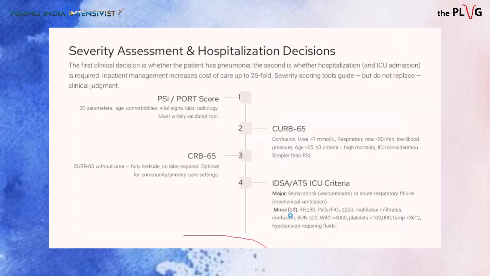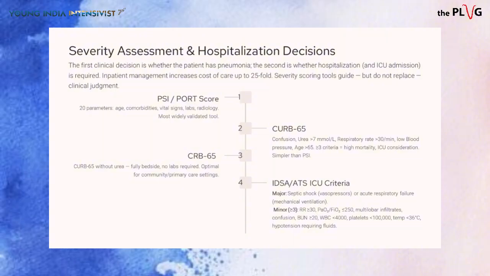So we can consider some severity assessment scores when you make the first decision. There is the pneumonia severity index or PORT score, which considers 20 parameters. Then there is CURB-65, which stands for confusion, urea more than 7, respiratory rate more than 30, low systolic blood pressure, and age more than 65. With more than 3 criteria, there is high mortality and it needs ICU admission. If you're in a setting at home, you can use CRB-65 without the urea as well.